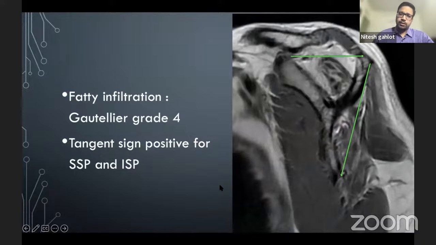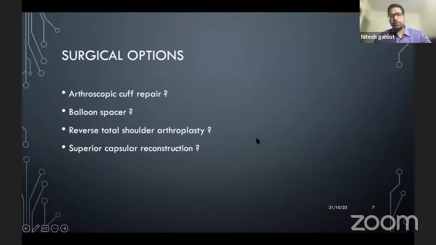The fatty infiltration on the T1 weighted MRIs, the coronal, the sagittal images, it was Goutallier grade 4, for the supraspinatus. The tangent sign was positive for both supra and infraspinatus. Now, what are the options for this female? Now, we have arthroscopic cuff repair. That is the straightforward go-to.